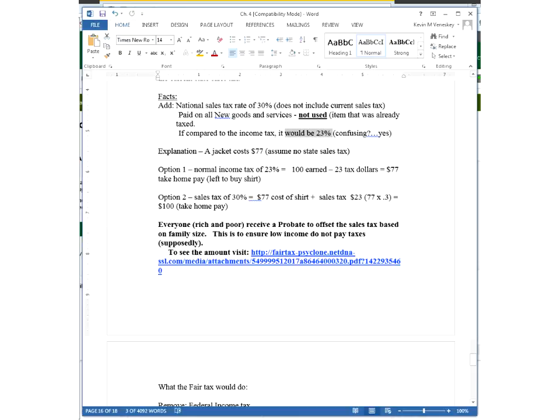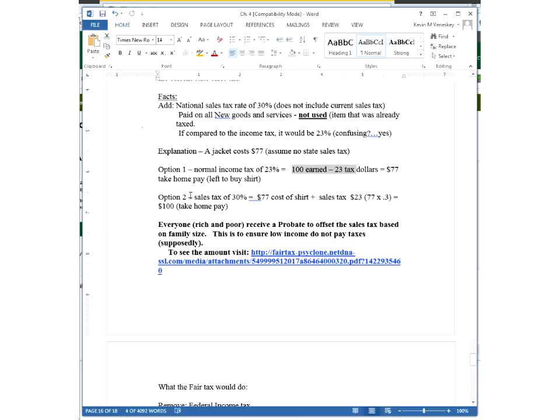But let me give you the explanation of how that works. Let's say you wanted to go to the store and buy a jacket, and the jacket is $77. Well, you could pay for it in one of two ways. You could say, okay, let's do it the normal way, and let's say I have a 23% total tax taken out of my check: Social Security, Medicare, and federal income tax. So you take the 100 you earned minus the 23 that they took out of your check, you're left with $77, just enough to buy the jacket.